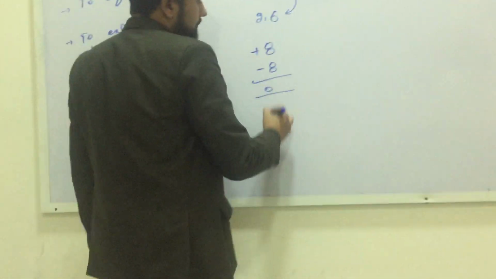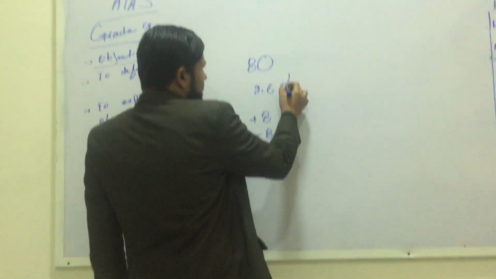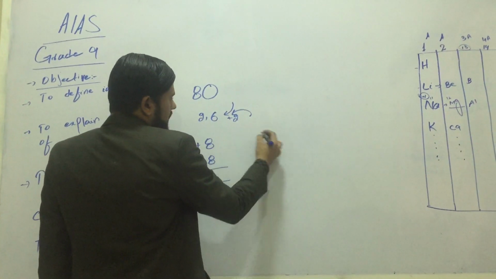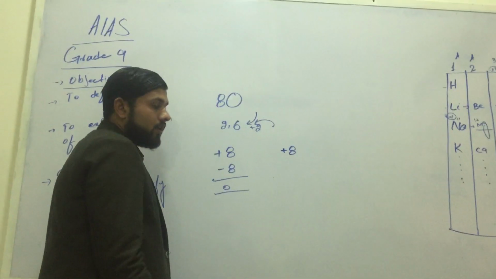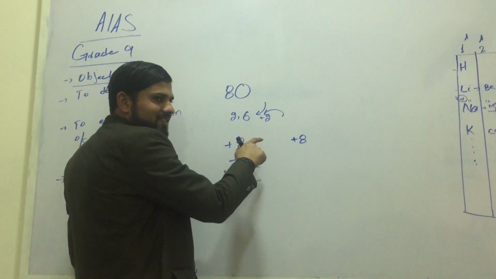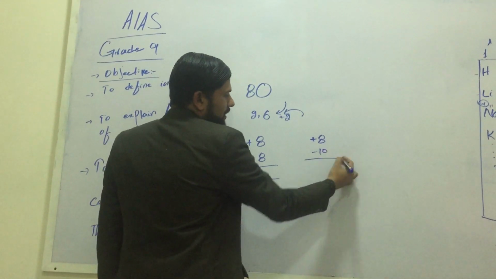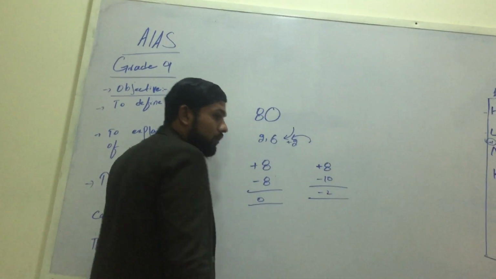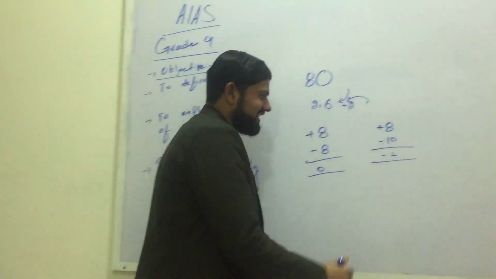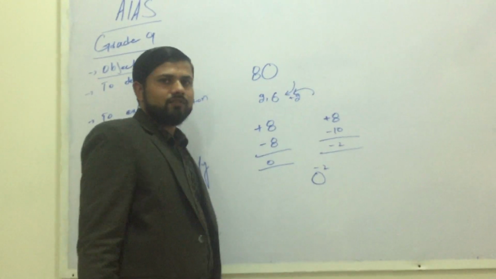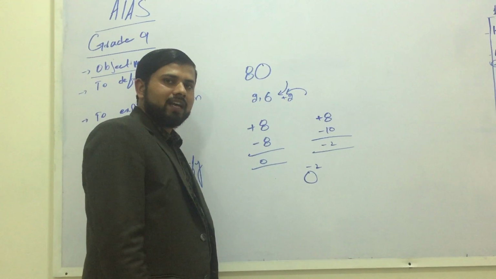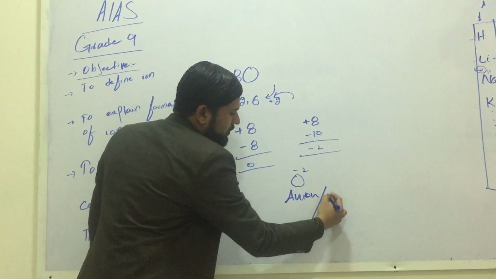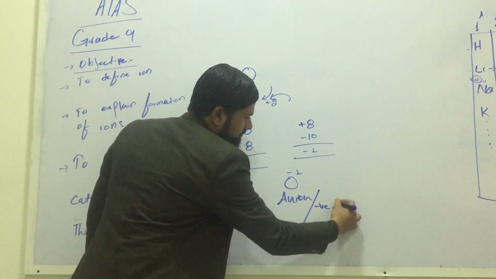The answer is 0. When it takes 2 electrons from someone else, the atomic number is going to be the same, but the electrons are not 8 now. Electrons are negative 10, because it has taken 2 electrons. Now the answer will be negative 2. So what's the charge on oxygen? Yes, oxygen's charge is negative 2. So is this a cation or an anion? Anion. You can say anion or you can just say it is negatively charged.